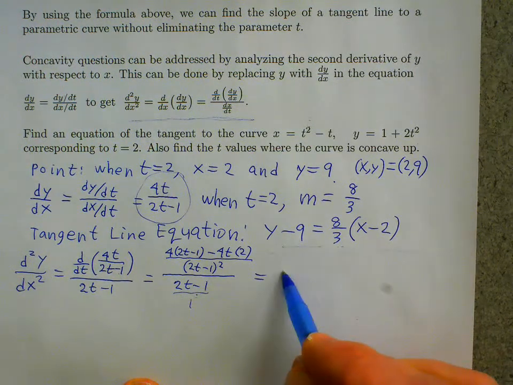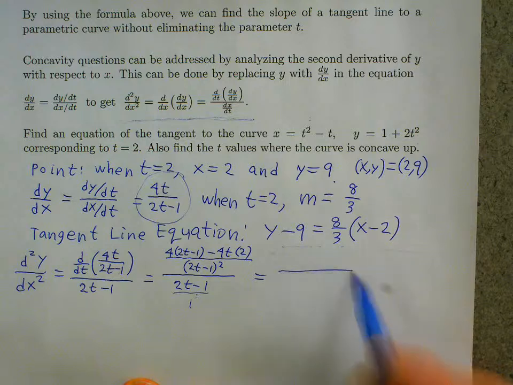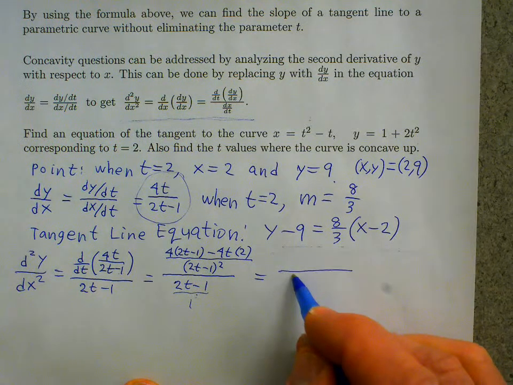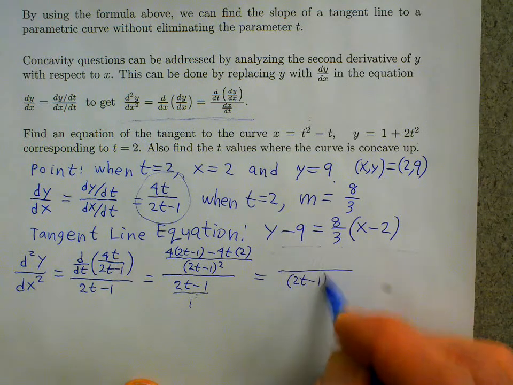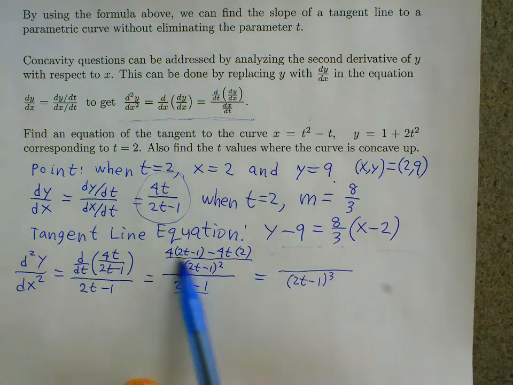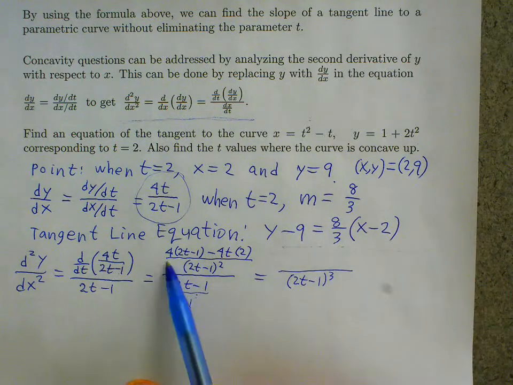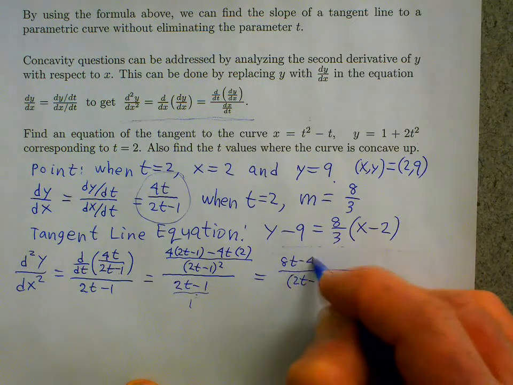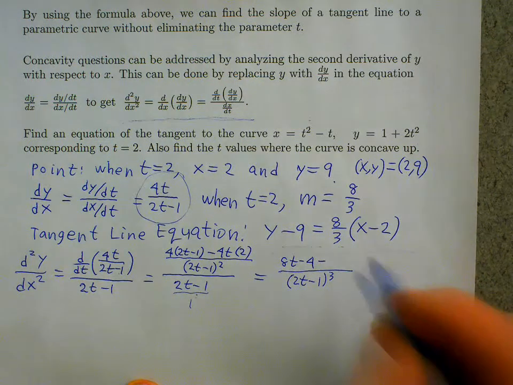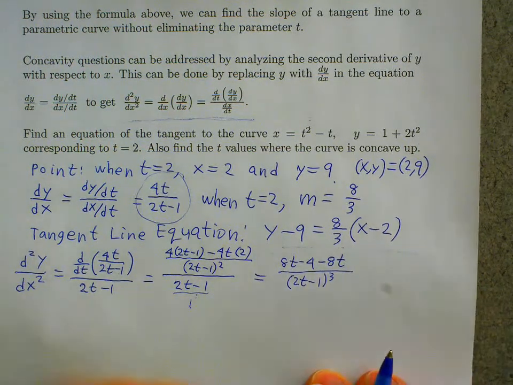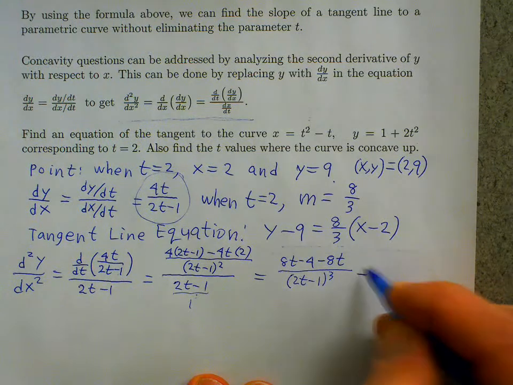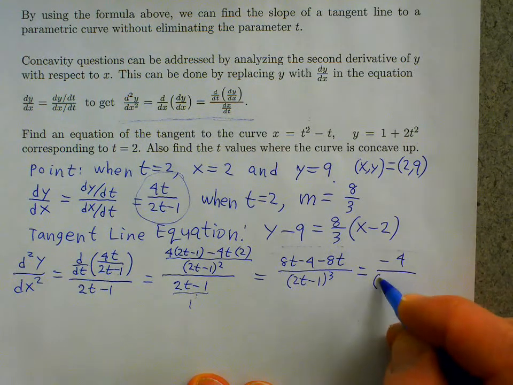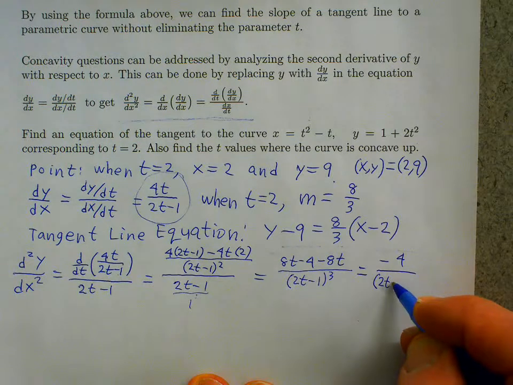So we can write this as a single rational expression. The denominator is going to become (2t minus 1) to the third. And then we'll simplify the numerator. So 4 times the quantity 2t minus 1 is 8t minus 4, and then minus 8t. And we're just left with negative 4 over the binomial (2t minus 1) to the third.